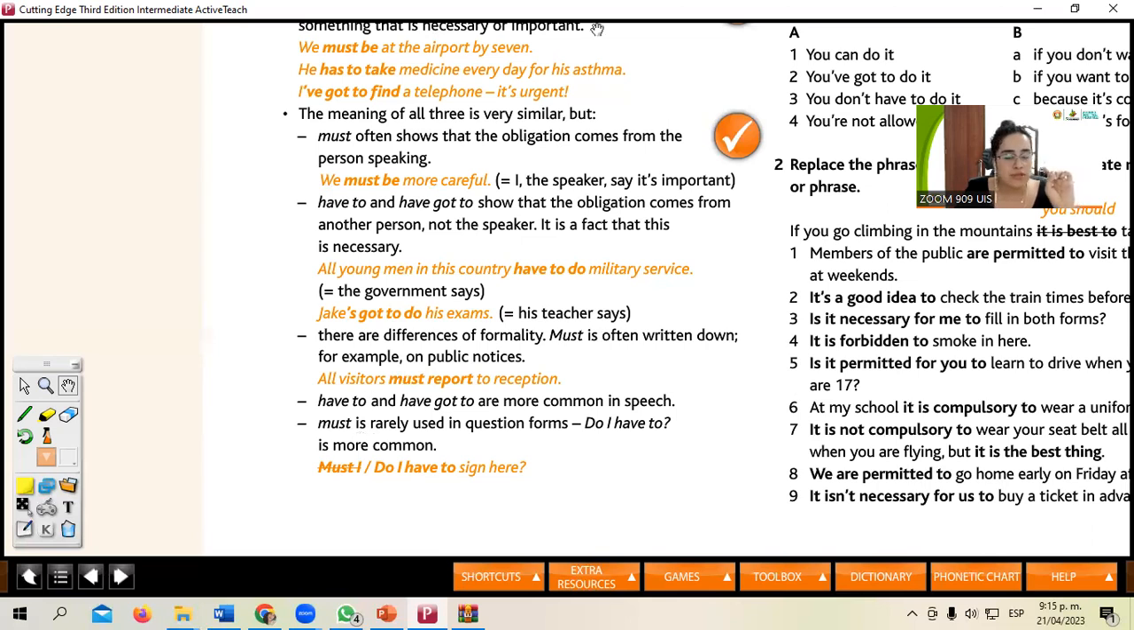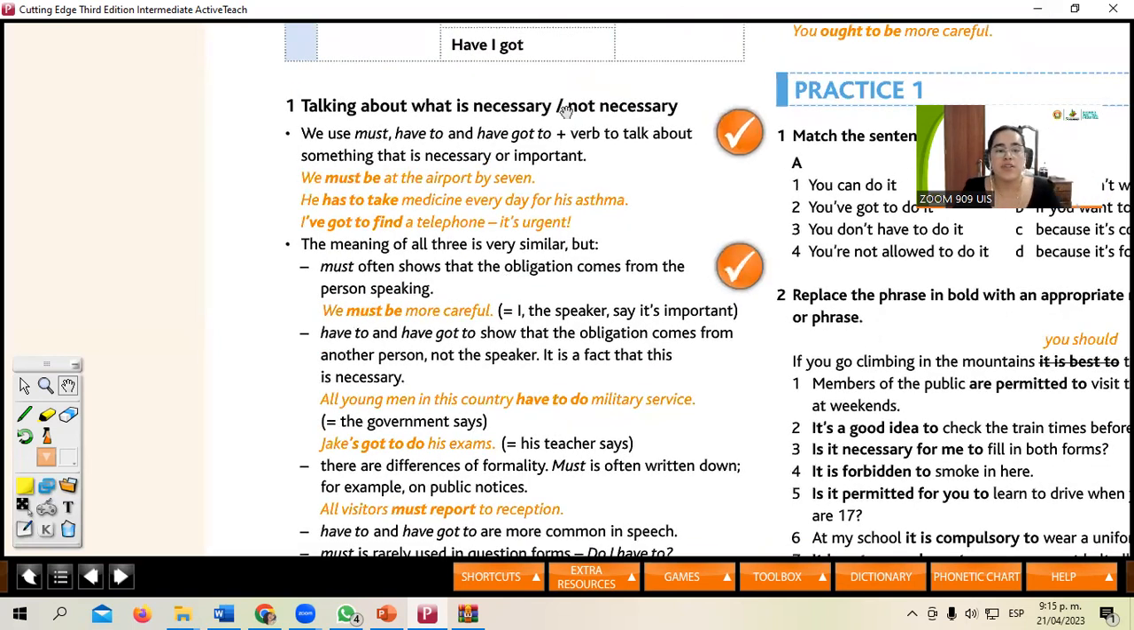Must no lo usamos en preguntas. En preguntas casi siempre usamos have to, ese es el más común. Do I have to sign here? ¿Debo firmar acá o tengo que firmar acá? No usamos el must para las preguntas, ¿ok? So this is like the summary, el pequeño resumen de must, has to y have got to. Questions?